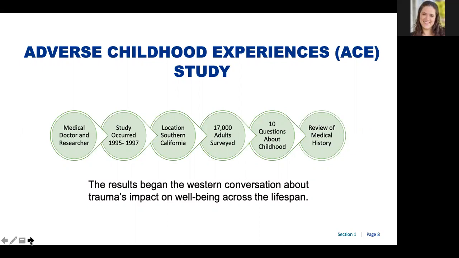So for example, did you live with a caregiver who had a mental illness? Did you experience sexual or physical abuse? Did one of your caregivers have a substance abuse problem? And if the answer was yes, they received a point. So answering yes to 5 questions equaled an adversity score of 5. And because they were asking adults questions about their childhood, they were able to review their current medical histories, which included information about their physical and emotional well-being.